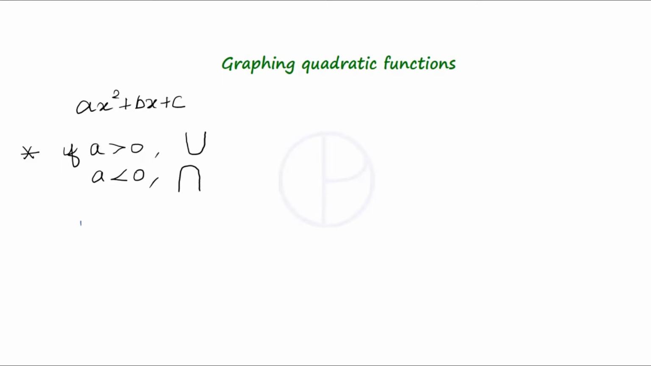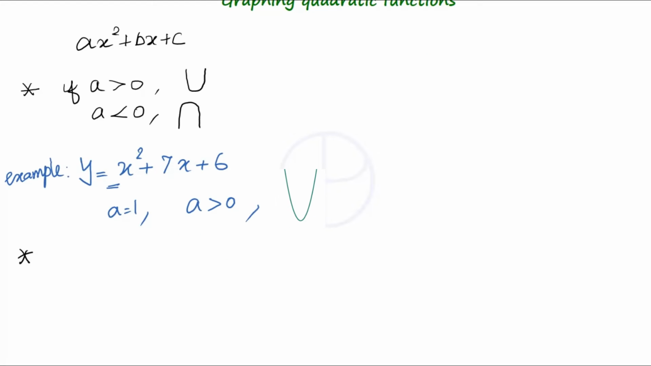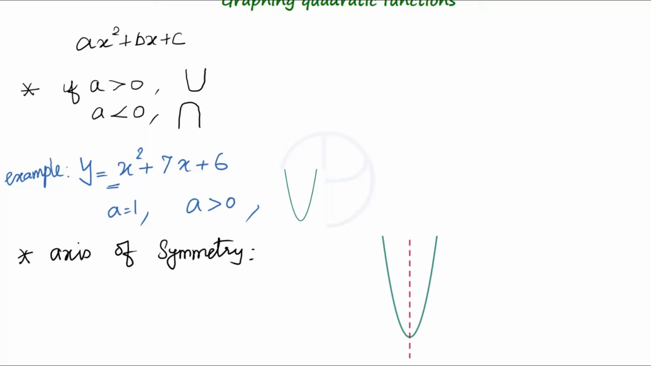Let's consider the example y = x² + 7x + 6. Here the value of a is 1, which is greater than 0, so the curve will open upwards. Next, find the axis of symmetry, which is nothing but a vertical line that divides the curve into two equal halves.